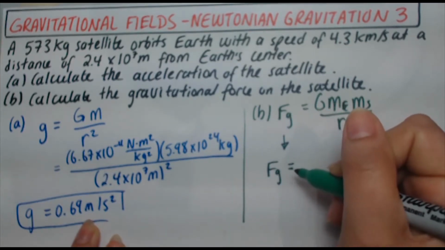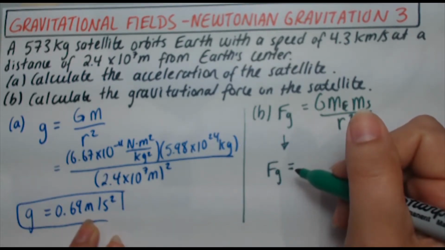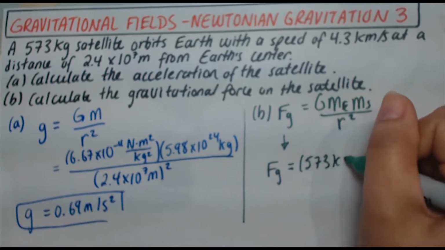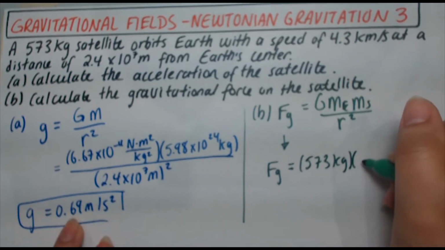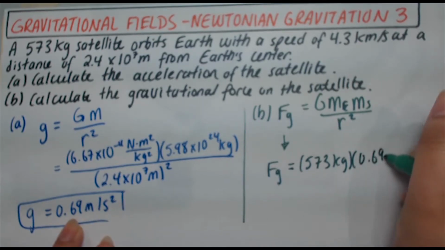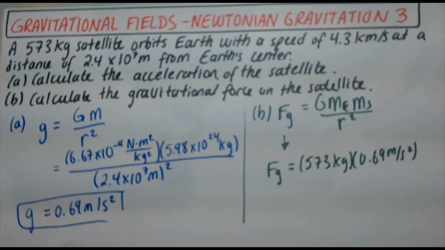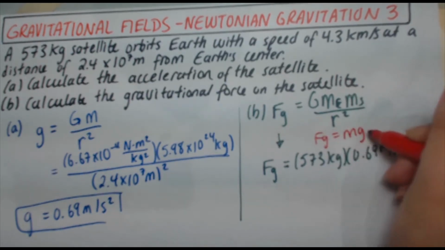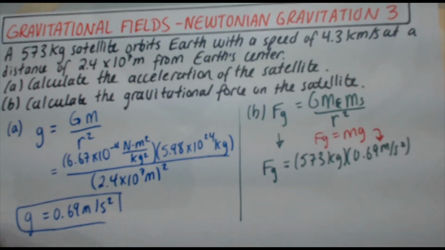Fg is equal to mg. What's the mass of the satellite? It's 573 kilograms, right? 573 times g at that location, 0.69 meters per second squared. So, in case you guys missed it, now I'm just doing Fg is equal to mg because I have the new g at the new location.